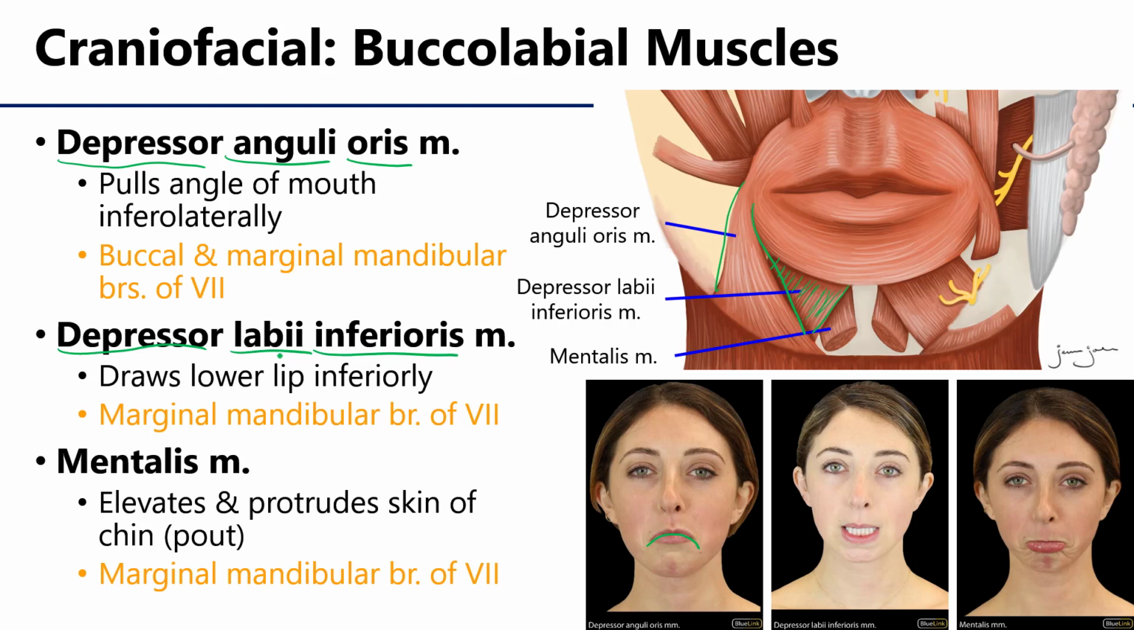And then finally, we have the mentalis. The mentalis is a muscle that is medial toward the chin. It is also innervated by the marginal mandibular branch, but when activated, it elevates some of the chin skin and it protrudes the lower lip. So the mentalis muscle is a pouty muscle.